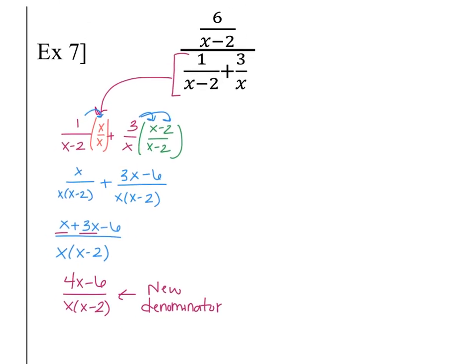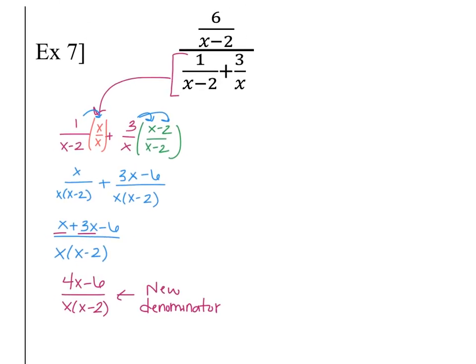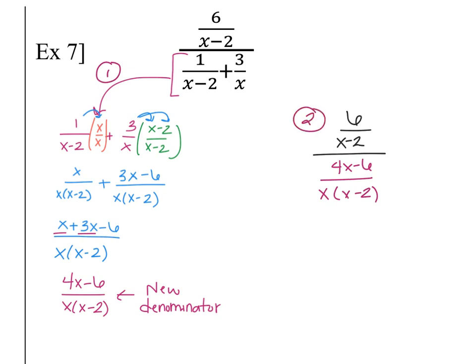So what we need to do is put everything back together. In our original, we had 6 over x minus 2 all over this new denominator, with the denominators simplified as far as it's going to go. So simplify your denominator first, then put it all back together. Now we have the same kind of situation we had a minute ago. I've got one fraction divided by another fraction. So how do we divide two fractions? That's your keep, change, flip.